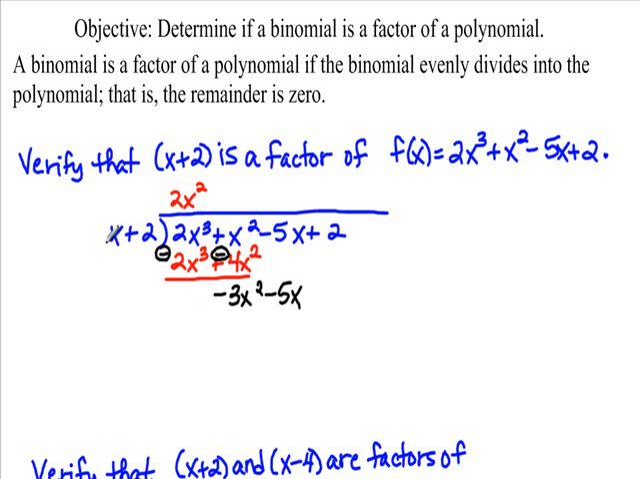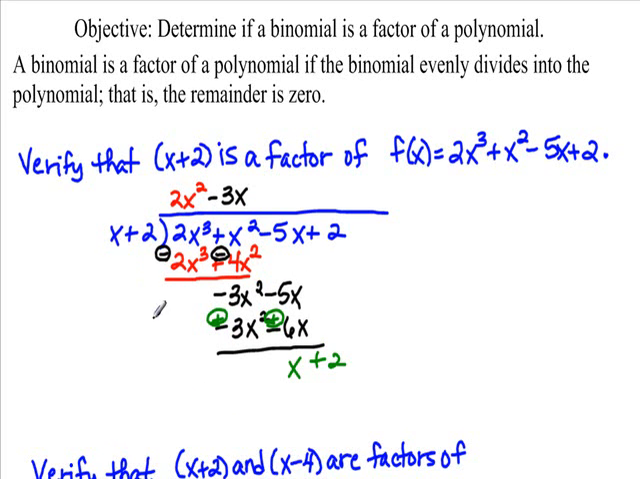So now we say x into negative 3x squared is a negative 3x. Negative 3x times x is negative 3x squared. Negative 3x times 2 is a minus 6x. So now we subtract, which changes the signs. So the negative 3x squareds are eliminated. Negative 5x plus 6x is x. Bring down the plus 2.